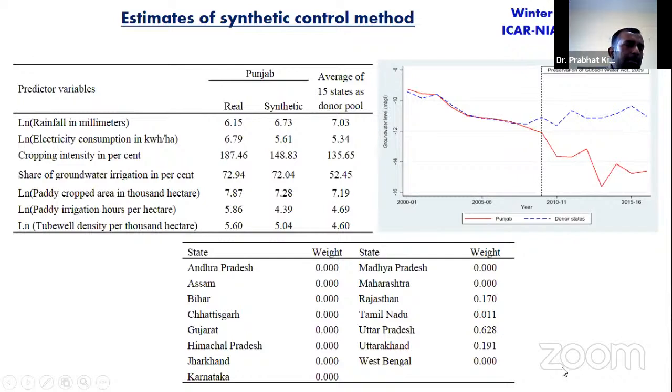But we have included 16 states, including Haryana. In case you remove any one of the states, then again the weight will change. So based on algorithm and optimization, it has created the weights, and based on these weights, it has generated the synthetic Punjab. With that one, we need to compare how effective our policy is.